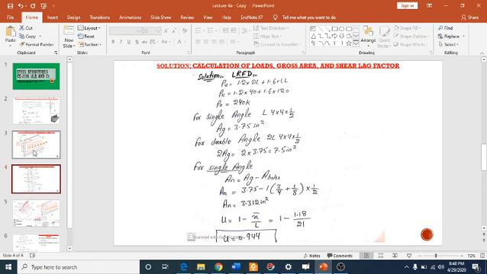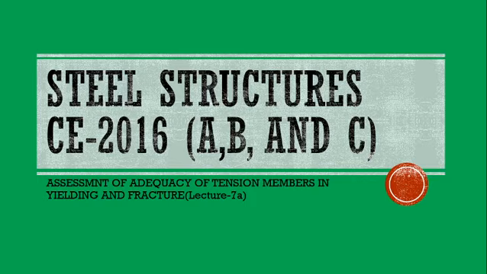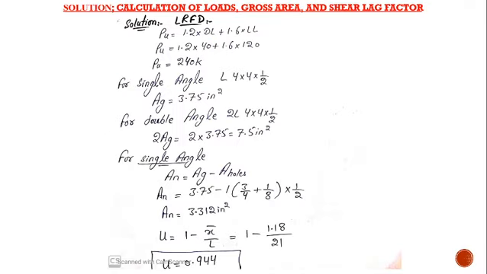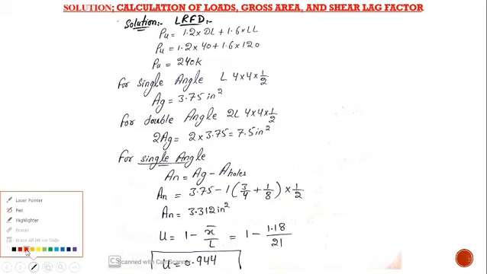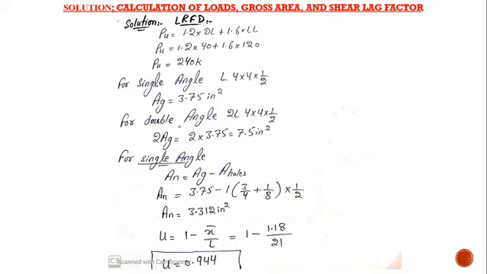Okay, going back to our numerical, I have calculated the area using the manual. I have to multiply this because it is a double angle, and the area given in that manual is for a single angle. So I multiply it by 2, and I get 7.5 square inches. Now I can easily calculate the net area.